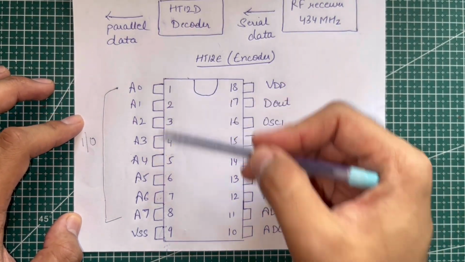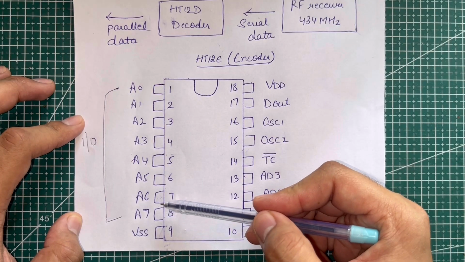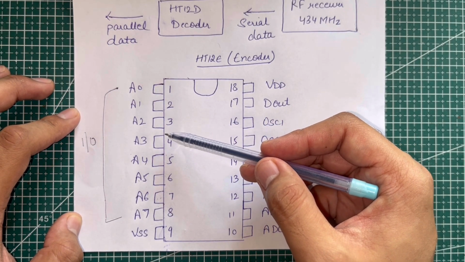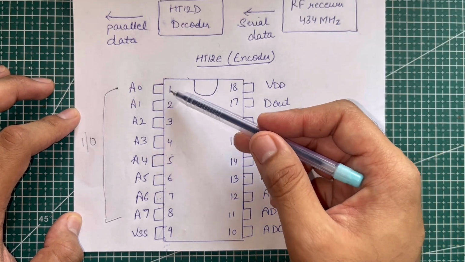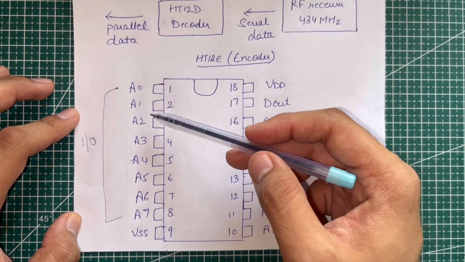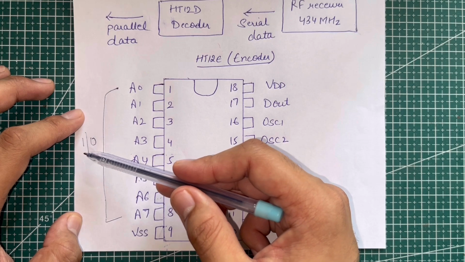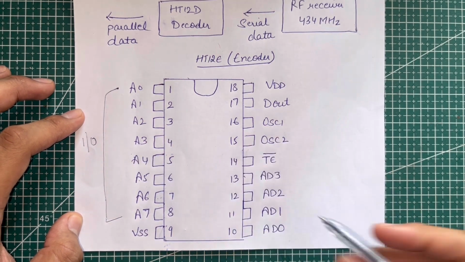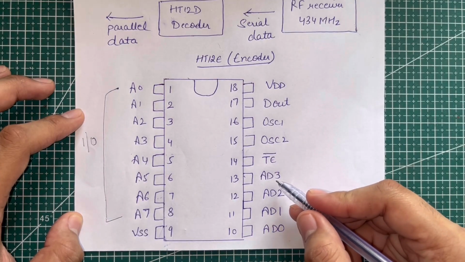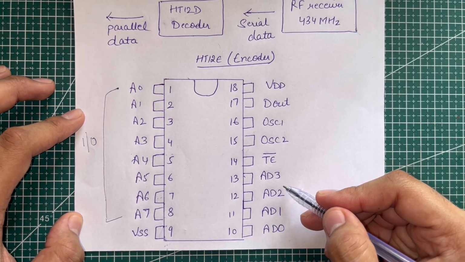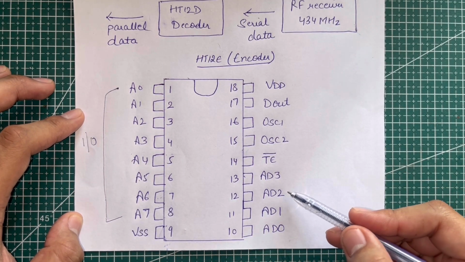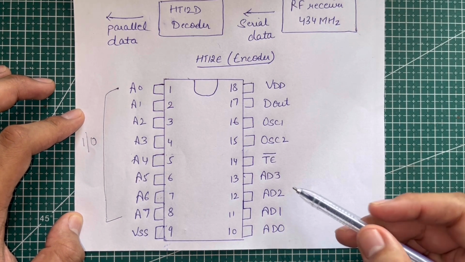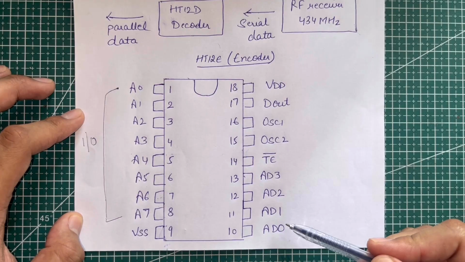Pins A0 to A7 are the address pins. They are used to set a unique address for the transmitter. The same address must be set on the decoder side for proper communication. Each pin can be set either high by connecting it to 5 volts or low by connecting it to the ground. Pins AD0 to AD3 are the data input pins. These pins take the control signals, for example from the switches, which we want to transmit. Each pin represents 1 bit of data.